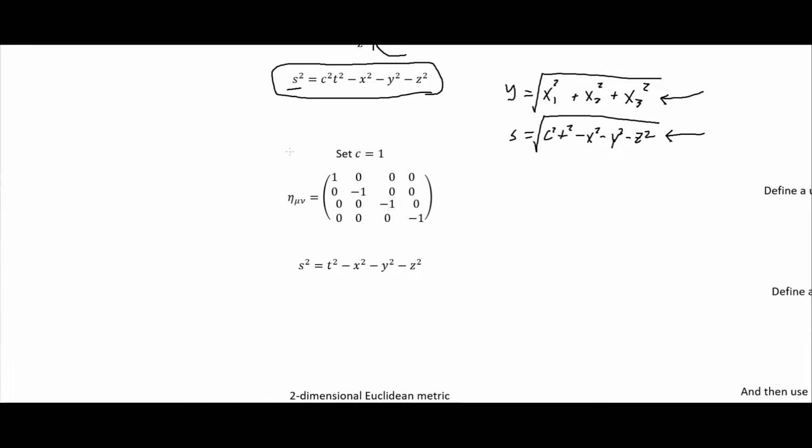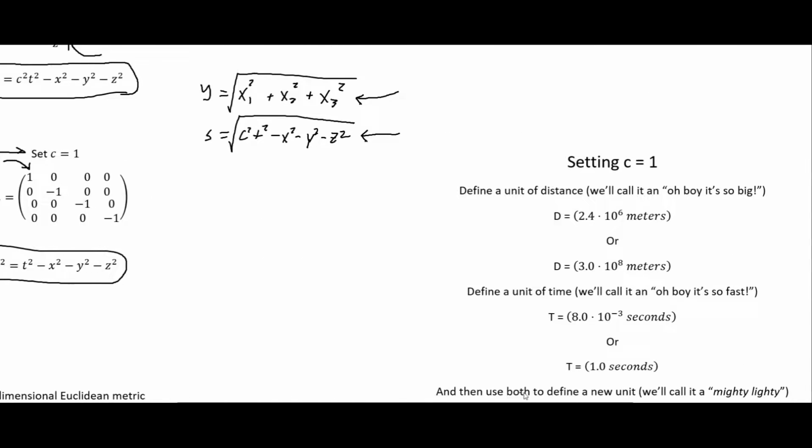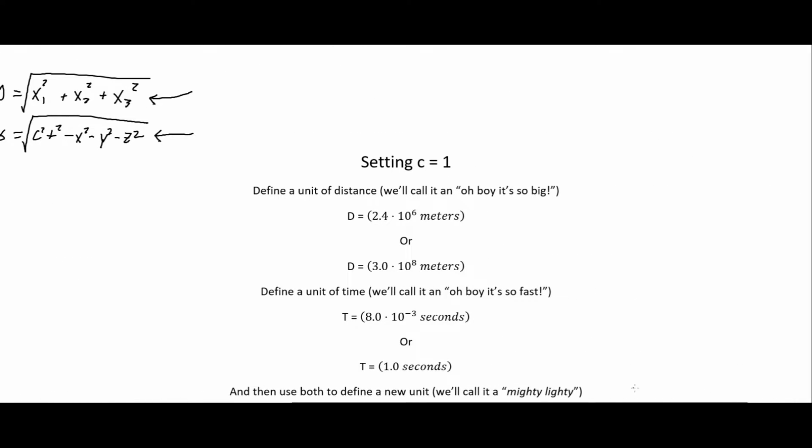All right, so if we set c equal to 1, then this first position here just becomes a positive 1, and our distance would look like this. Over here I talked a little bit about how you would go about setting c equal to 1. So we define a unit of distance, and I called it an "oh boy it's so big." We could have it be equal to 2.4 times 10 to the 6 meters, or we could have it be equal to 3.0 times 10 to the 8 meters.